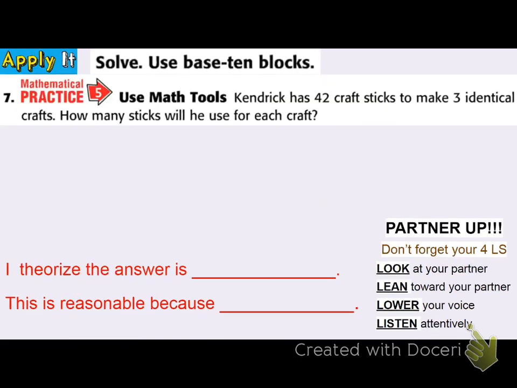Okay, now we're in apply it. Solve, use base 10 blocks. Kendrick has 42 craft sticks.